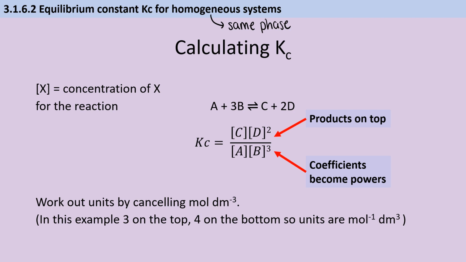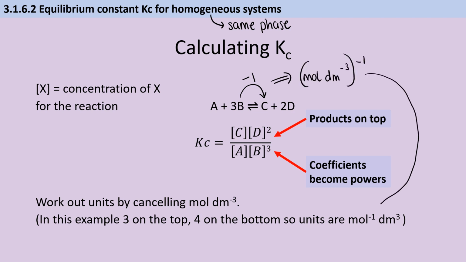In order to work out the units, we start from the base unit of moles per decimeter cubed because all the concentrations are measured in that. You could choose to write it out for every single thing in the expression and then cancel them out, or you can look at your symbol equation. So here we've gone from 4 moles on the left to 3 on the right, so we've had a decrease of -1. So if we put moles per decimeter cubed to the power of -1 and we solve that, then we eventually get the right units.